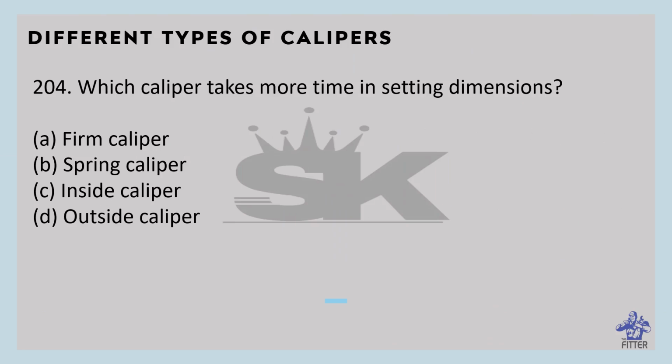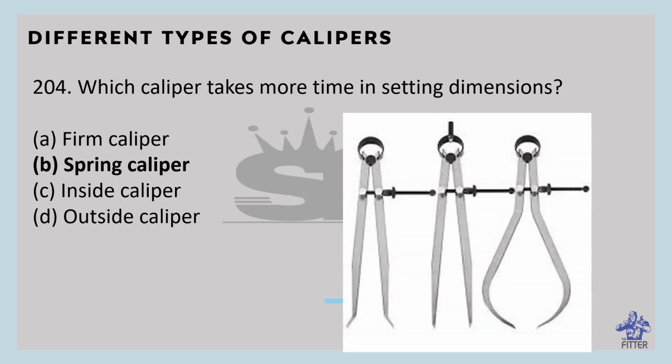Which caliper takes more time in setting dimensions? That is the spring caliper. Spring caliper takes more time in setting dimensions. In the spring caliper, the legs are assembled by means of a pivot loaded with a spring. You can see in the image. For opening or closing the caliper legs, a screw and nut are provided. The setting will not change unless the nut is turned.